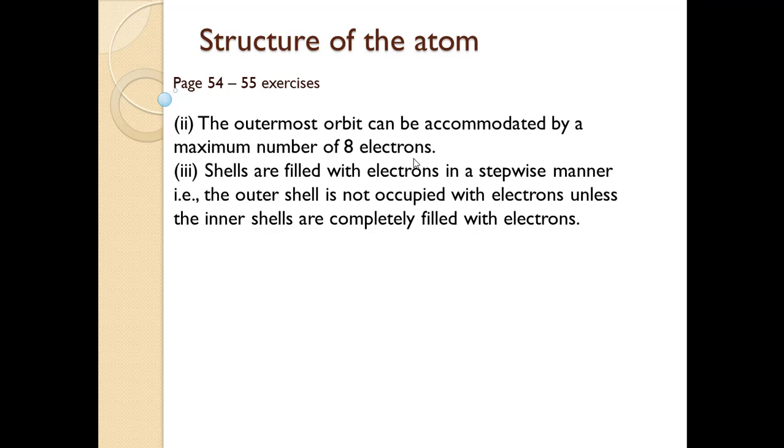Now the third one: shells are filled with electrons in a stepwise manner. That is, we cannot occupy the electrons as we want. We know that the inner shells are filled first, then the outer shells. I mean, first shell first, then second shell, then third shell, etc. It will go on in a stepwise manner. So today's discussion is over. Only 8 questions are discussed here. Understand the question answers properly.